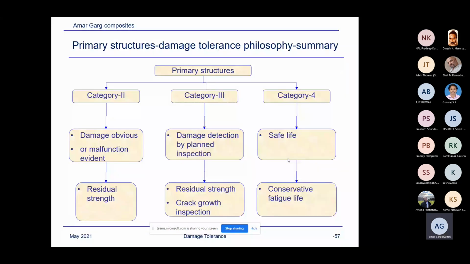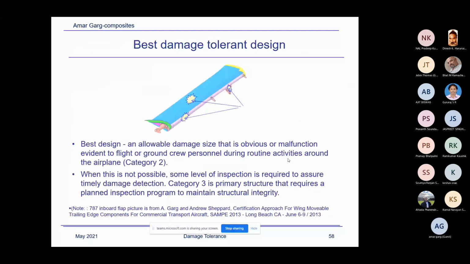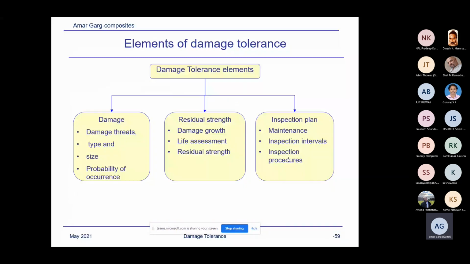Okay, here, damage tolerance elements. So basically, what damage tolerance contains is damage threats, types and sizes, probability of occurrence, residual strength. There is another element of damage growth, life assessment, residual strength, inspection plan. So these are 3 entities for damage tolerance, basically: inspection plan, residual strength, and damage.